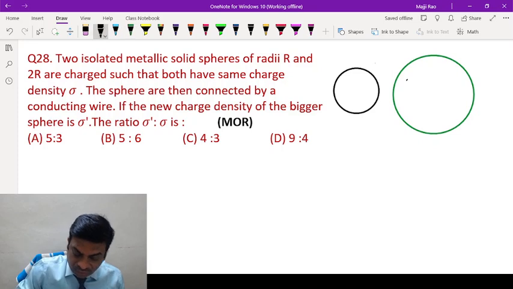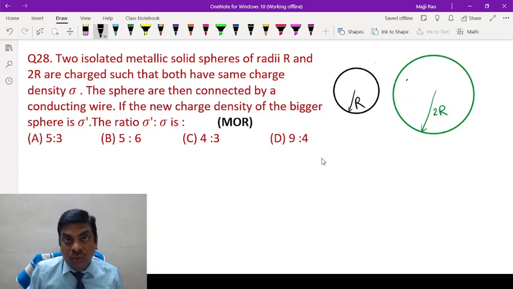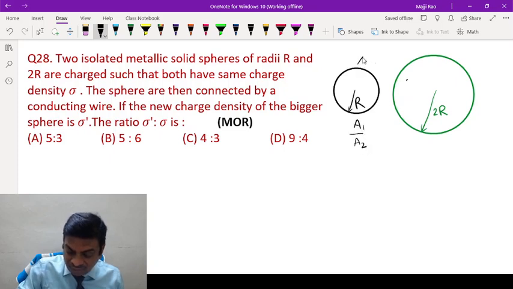Right, so this radius is r and here the radius is 2r. You can see the radii are in the ratio 1 is to 2. So their areas will be in the ratio 1 is to 4. Their surface areas, I'll call this the first sphere, this the second sphere. So the ratio will be 1 is to 2 square, that is 4.